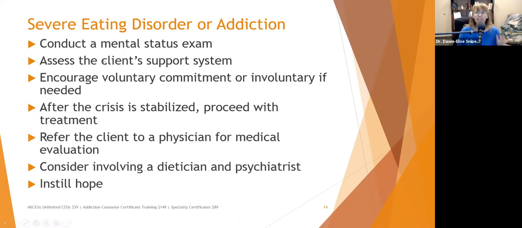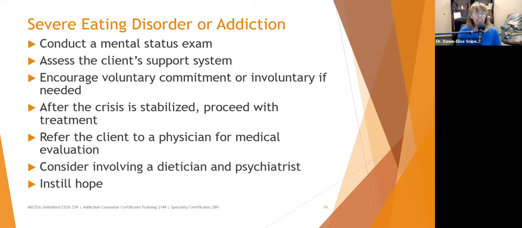In the case of severe eating disorders or addiction, conduct a mental status exam, see where they're at, and assess the client's support system. If the eating disorder is severe enough that you're worried about their physical health, or the addiction, encourage voluntary commitment to either a psychiatric facility or a detoxification unit, depending on the problem. And if needed, if appropriate, you may need to seek out involuntary commitment.